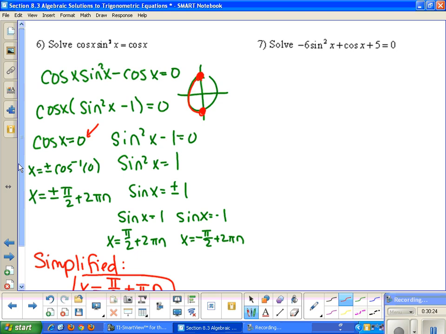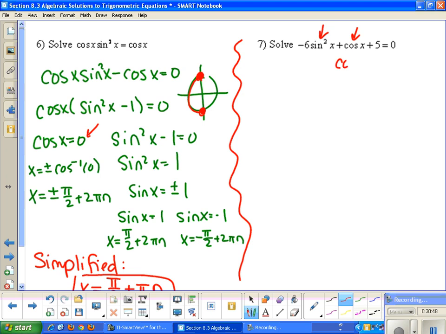For this problem over here, notice I have negative 6 sine squared x plus cosine x plus 5. For these types of problems, we can do substitution as well, but notice I have a sine squared and a cosine, so there's nothing that I can factor out to do this problem. What would be the easiest is to use your identity. So we can actually substitute in one of my Pythagorean identities.